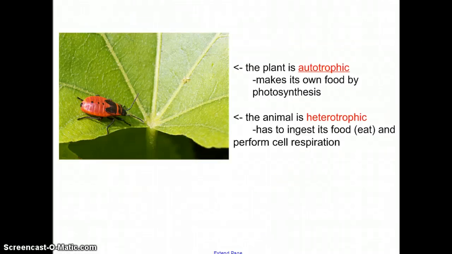So right now we're going to be talking about the difference between autotrophs and heterotrophs. Autotrophs are any type of living thing that makes its own food, and usually this is done through photosynthesis. Animals are heterotrophic, that means that they have to ingest the food in order to get energy, and they do this through something called cell respiration. So photosynthesis is used by plants, and cell respiration is used by animals.